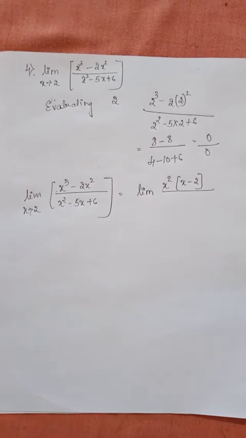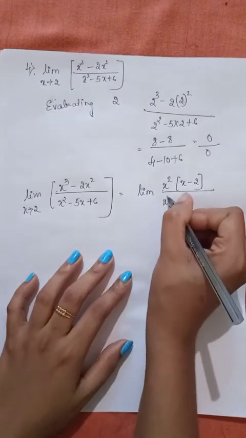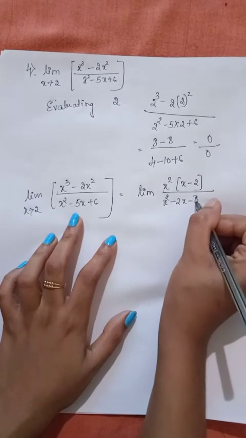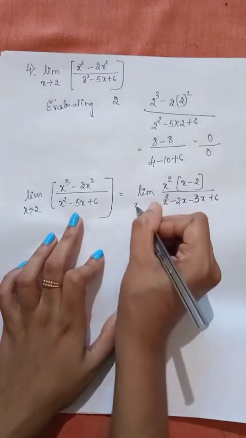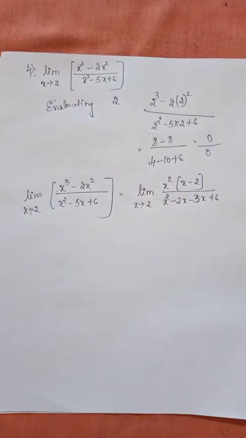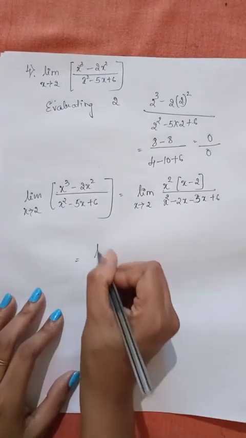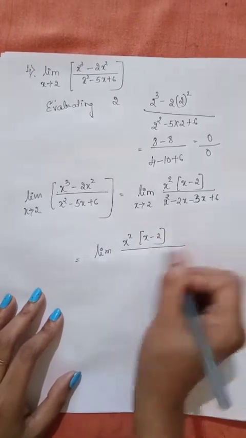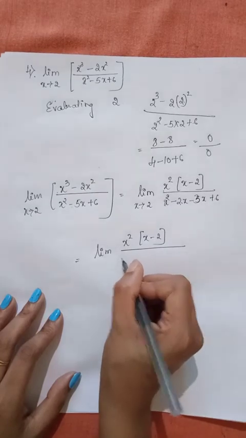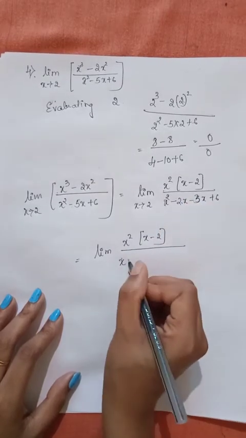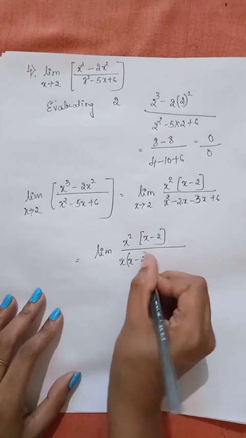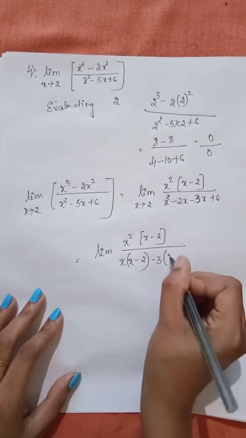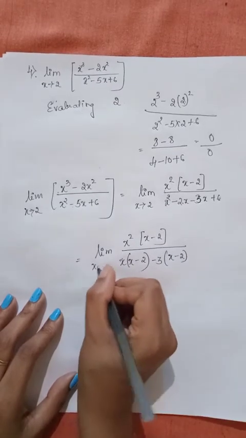Can you factorize it? Can I write x square minus 5x plus 6 as x square minus 2x minus 3x plus 6? Can I write it in this form? Yes, you know the factorization, right? The same thing you have to apply. Limit of x square into x minus 2 divided by x square minus 2x minus 3x plus 6. What is common over there? If you take the first two terms, x is common. What is remaining? x minus 2. If you take the third and fourth, minus 3 is common. What is remaining? x minus 2, as x tends to 2.